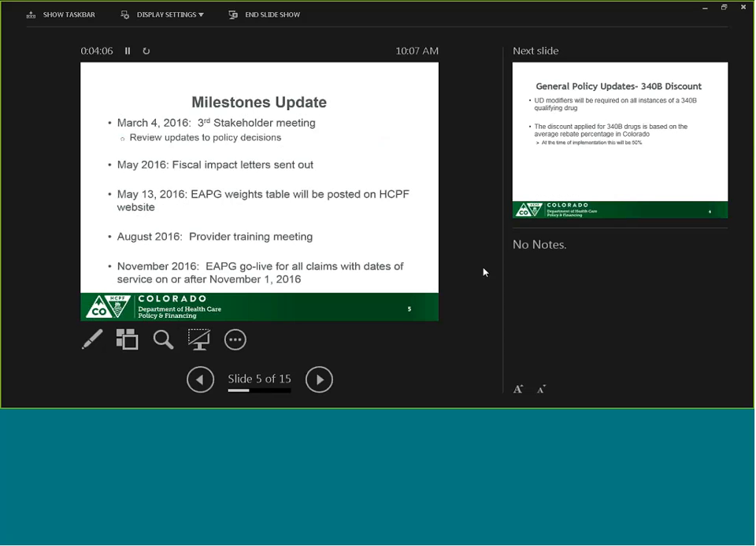So walking through the milestones, obviously today we're in the third stakeholder meeting reviewing the policy decisions. The next big milestones are a couple different items that'll be in May, and May 13th is the one that we have pinned down to a date, and that's the EAPG weights. When they're finalized, they will be posted on the HCPF website for everyone to be able to view. And the other thing that will be happening in May is fiscal impact letters, as a result of the weights and rates that are set for the hospitals.